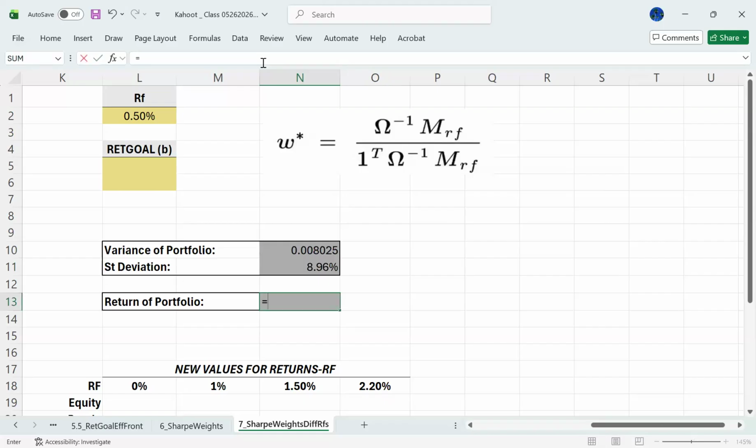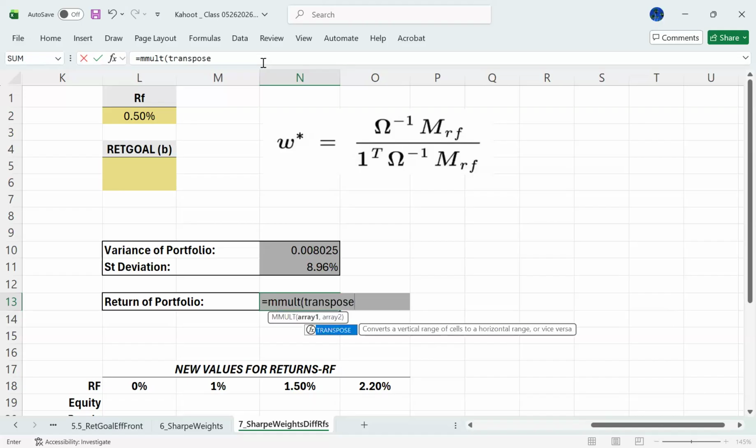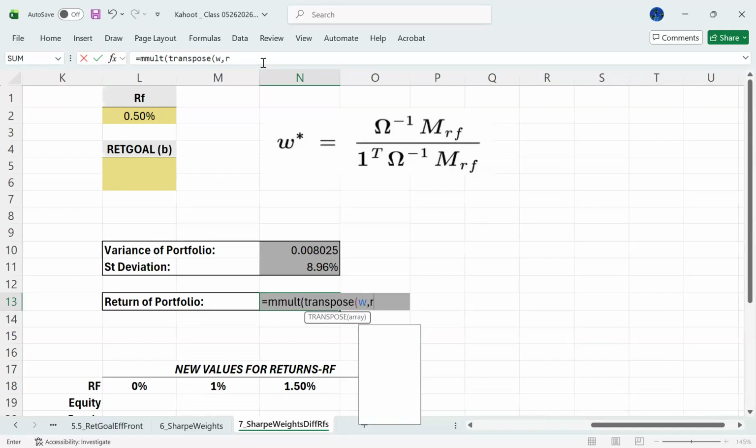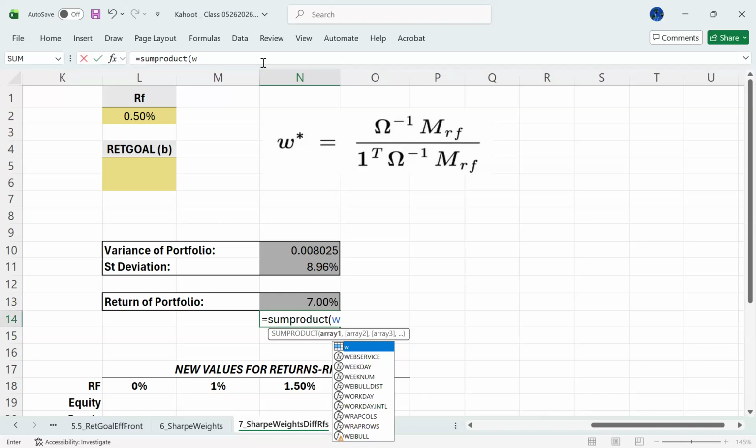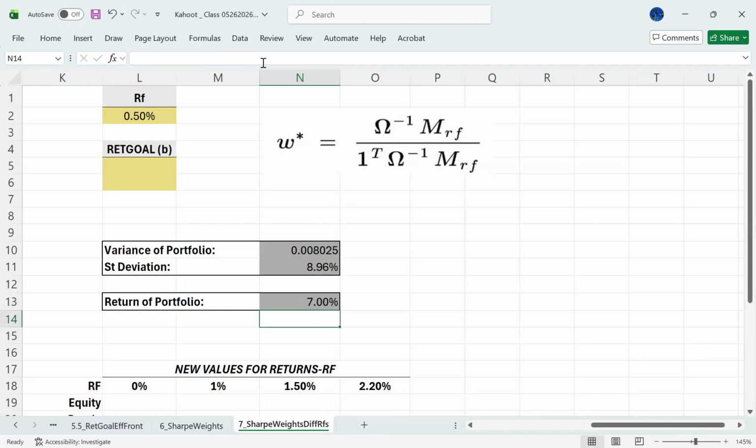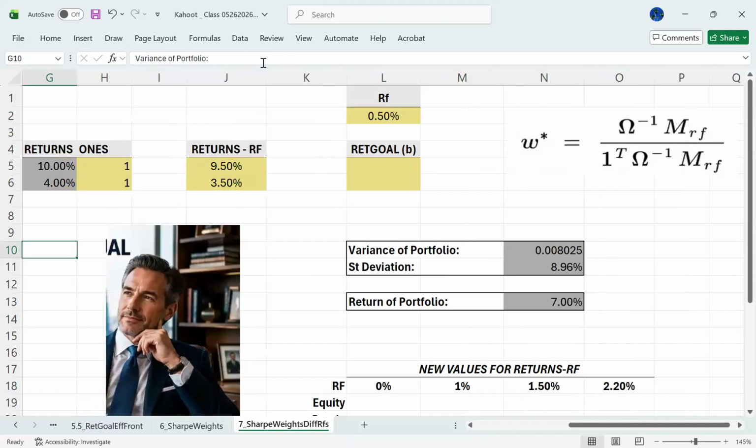What about the return of a portfolio? We can use two approaches: MMULT of the transpose of W, comma, RET. After we transpose W, then comma, RET. But we could also have done SUMPRODUCT of W and RET. In the case of returns, that works. In the case of variance, we need that matrix multiplication operation.